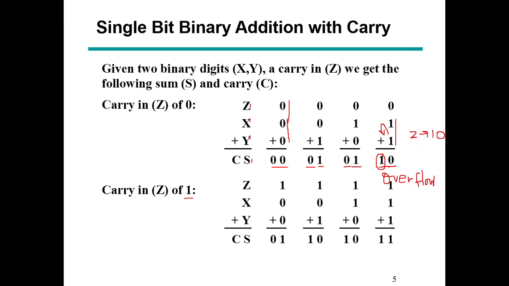Now let's look at the second case where we have a carry in of 1, like there is a carry from a previous addition. If we are adding multiple bits, we can have a carry from a previous addition. So I guess this is clear.